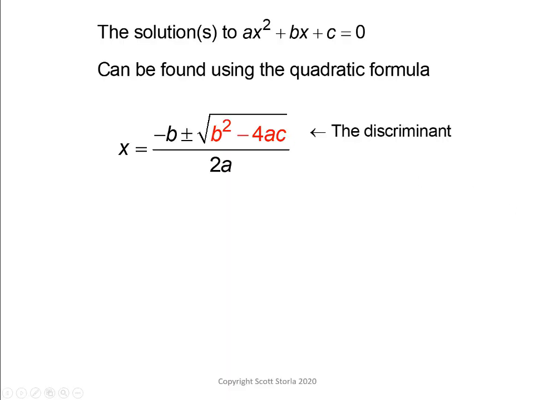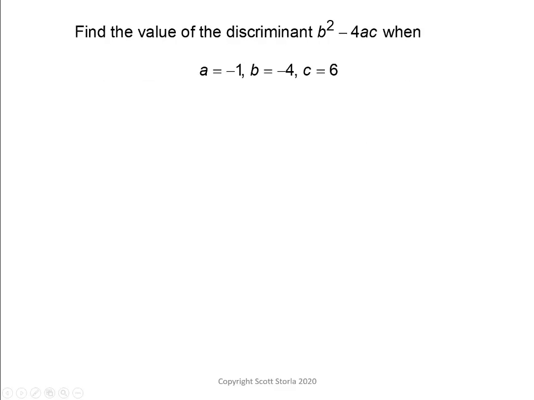To evaluate a discriminant, we're going to be told values for b and a and c. We substitute them and then simplify. For instance, if I'm trying to find the value of the discriminant when a is -1, b is -4, and c is 6, I'll start with my discriminant. I'll replace b with -4, a with -1, and c with 6.